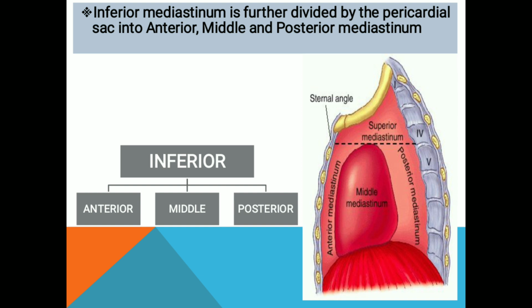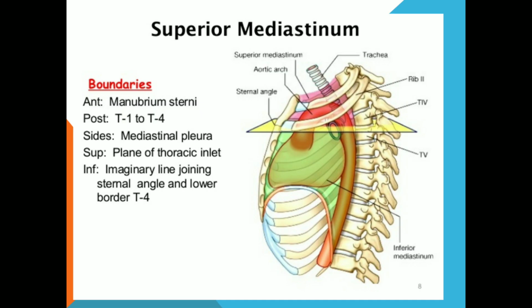Okay, how to divide? You know the heart. The heart part you call the middle mediastinum. The part in front of it we call anterior. The part behind it we call the posterior mediastinum. Now we'll look into the detail of all this region: the boundaries, and what contents are present in each of these regions. First we'll look into this region.